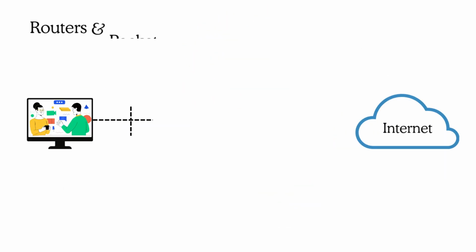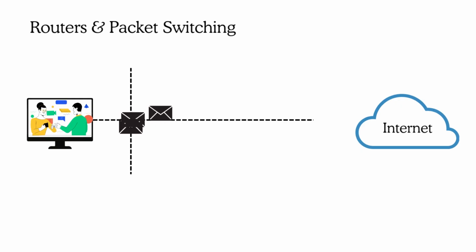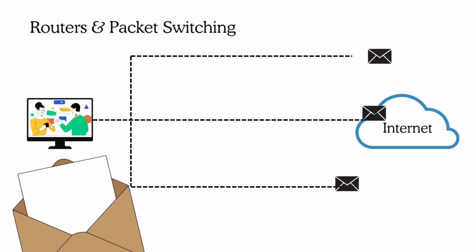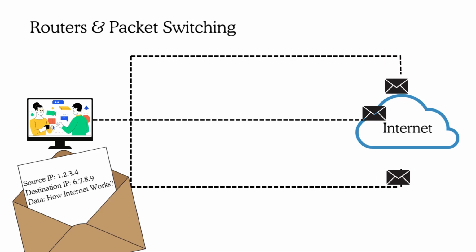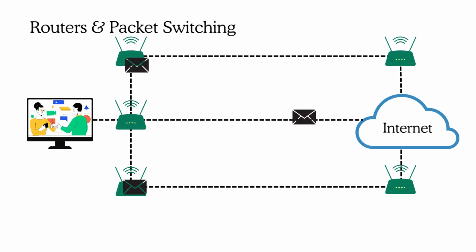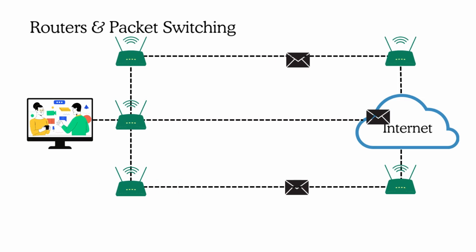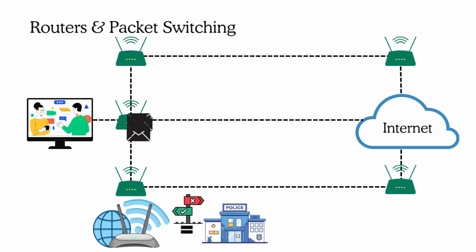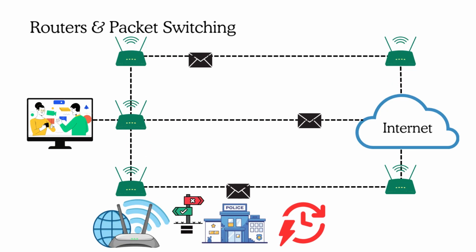On the internet, data is sent in tiny parcels, called packets. Each packet contains the sender's address, the destination, and the actual data. These packets travel through routers and switches inside the network. Each router acts like traffic police, deciding which route the packet should take so it reaches quickly and safely.